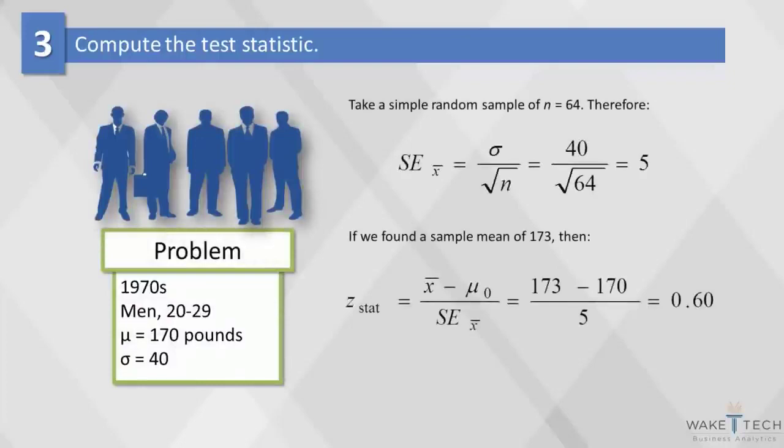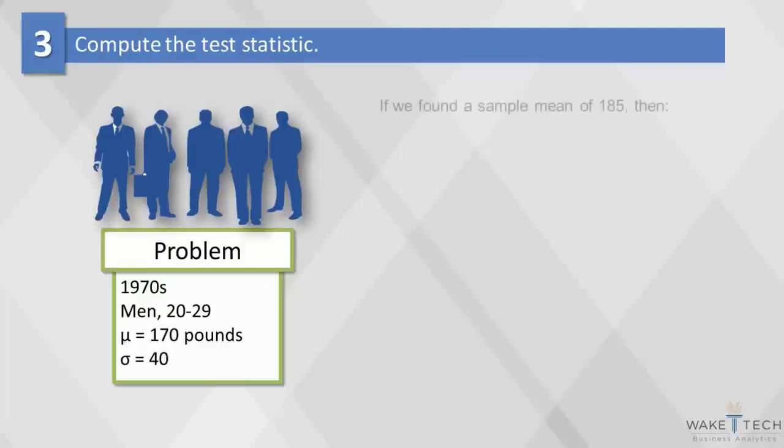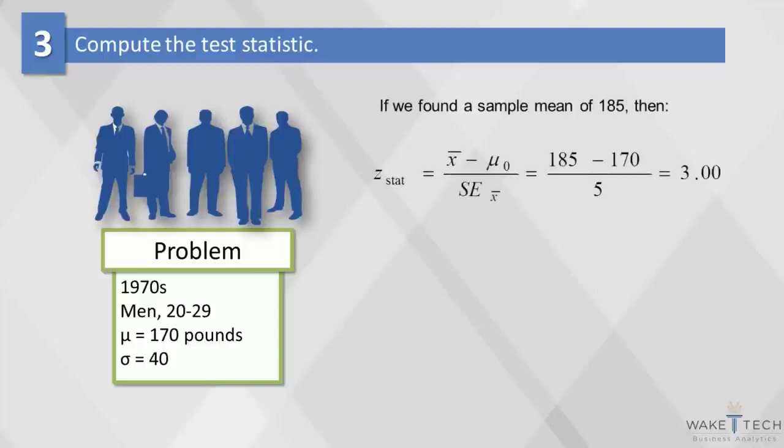If in one sample we found that the sample mean was 173, then the z-statistic would be 0.60. Think of this value on the x-axis under a standard normal curve. Let's say we found the sample mean to be 185. Putting these values into the z-stat formula, we find the z-stat is 3.0. This is much higher at the tail end of the x-axis on a normal distribution.